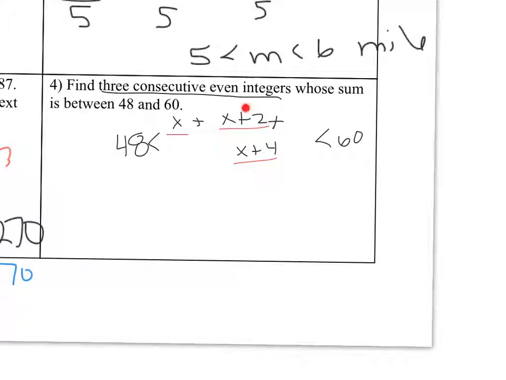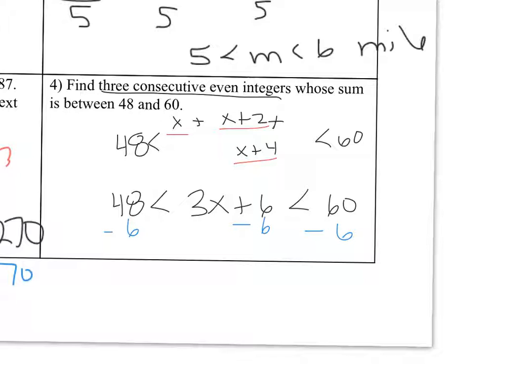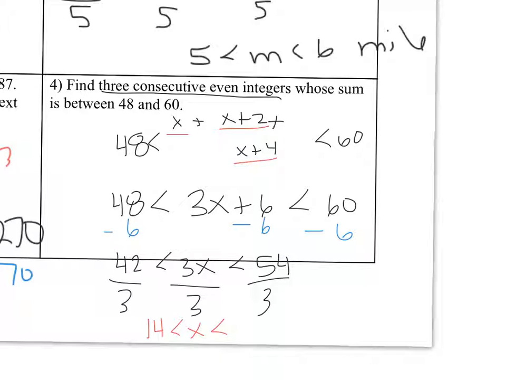So now I'm going to simplify the expression on the inside and combine like terms. So this is going to be 48 is less than 3x plus 6 is less than 60. So I'm going to subtract 6 from all 3 parts. So I'm going to have 42 is less than 3x is less than 54. And then divide all 3 parts by 3. So I'm going to have 14 is less than x is less than 54 divided by 3 is 18.